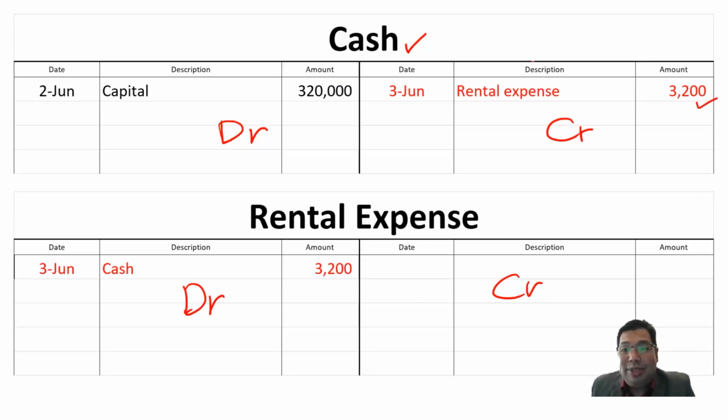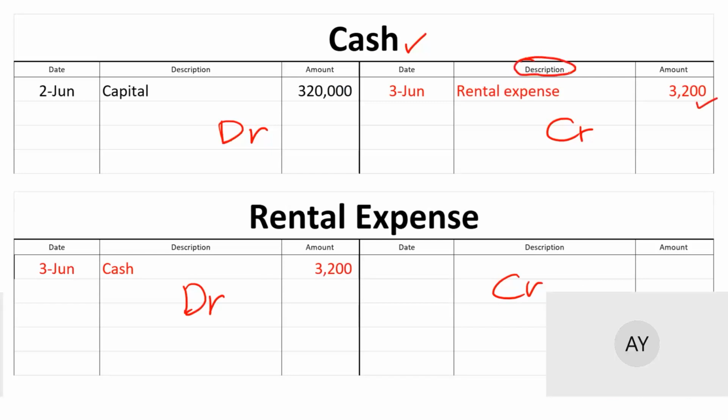This is just the description. This is the cash account. Previously, we already have this cash account. We debited 3,320,000. Now I'm crediting another 3,200.